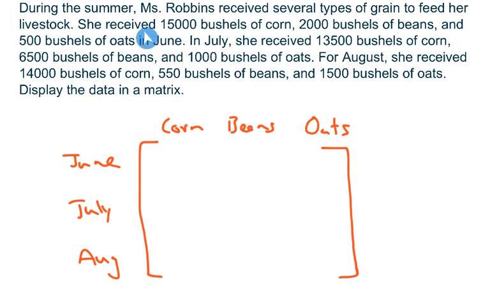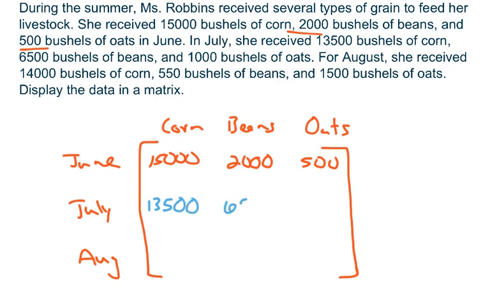So if we're talking June, we got 15,000 bushels of corn. So we'll have 15,000 bushels of corn. We got 2,000 bushels of beans. So 2,000 goes there, and 500 bushels of oats. So 500 goes there. And then we do the same thing for July. I'll do July in blue here. July, she received 13,500 of corn, 6,500 of beans, and 1,000 of oats. And then I'll do August in green. Let's see, 14,000 corn, so 14,000, and then 550 beans, 550, and for August, for oats, 1,500.